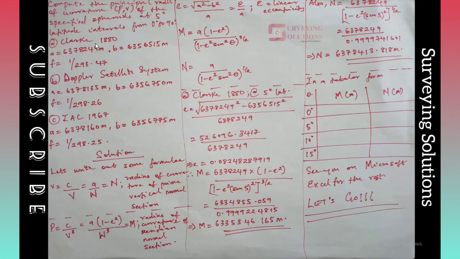We want to use them to determine the principal radii of curvature of each of them at intervals of 5 degrees from 0 to 90. So you can check out the literature in any of your geodesy textbooks and see exhaustively what some of these radii mean, but for the purpose of this video, let's just give an overview of what we have here.